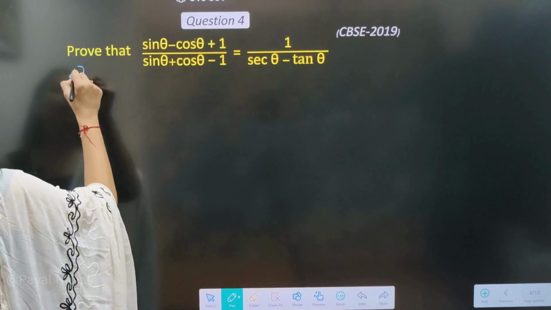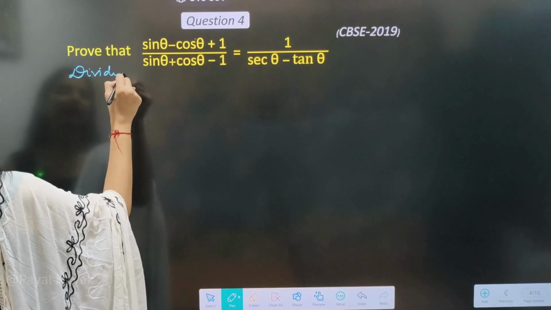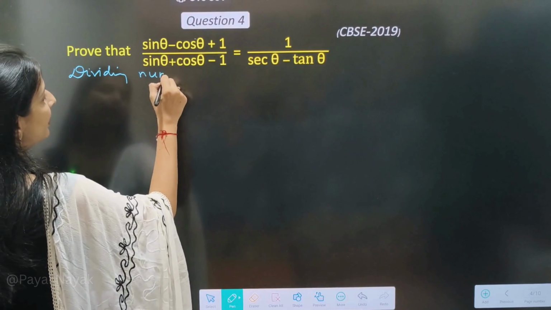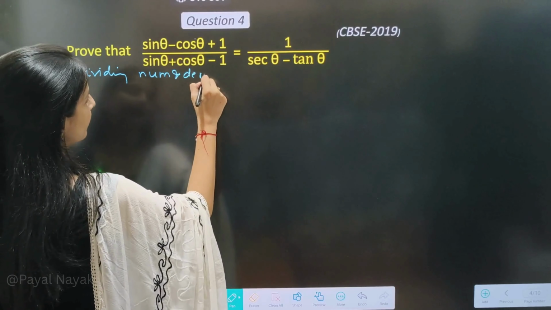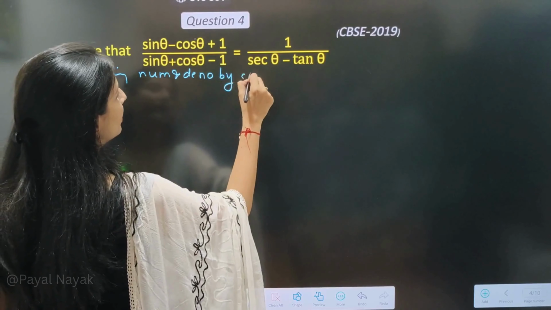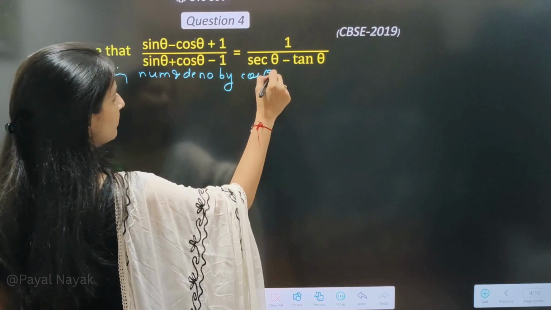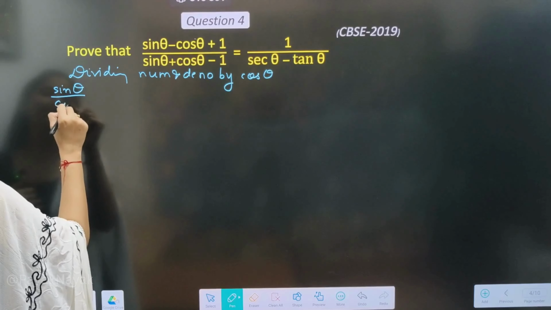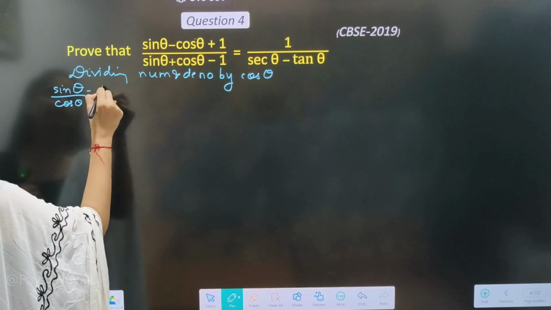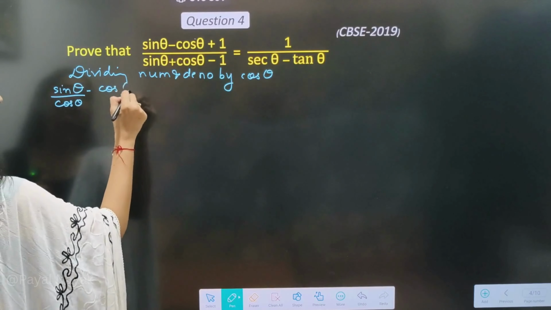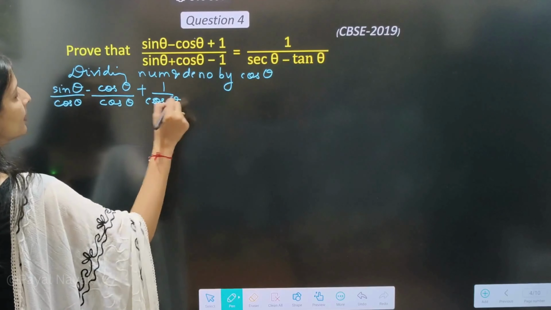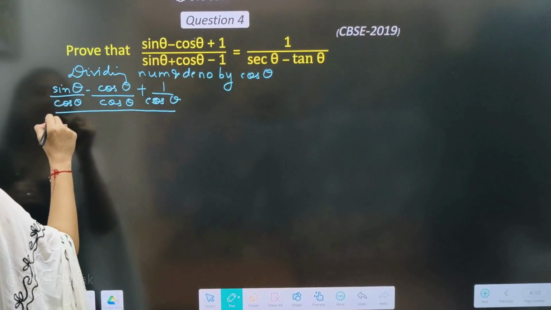So what you will be doing, you will be just dividing your numerator and denominator by cos theta. Now why did I choose cos theta? So first I'll just write down this sine theta upon cos theta minus cos theta upon cos theta, and this becomes plus 1 upon cos theta in the denominator.